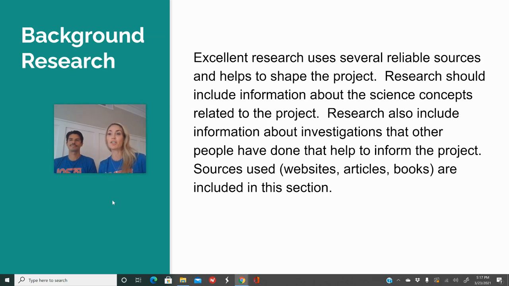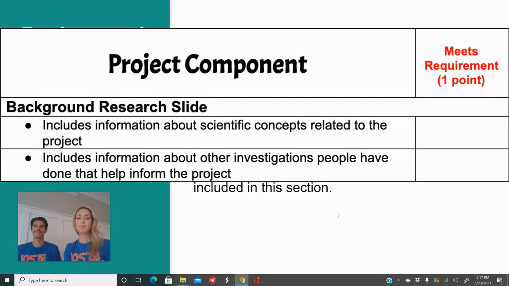For our sample project on rock candy, the background research would include researching what are crystals and how do they grow. This part of the project is worth 2 points.